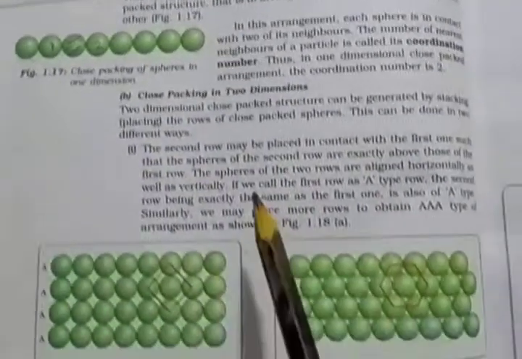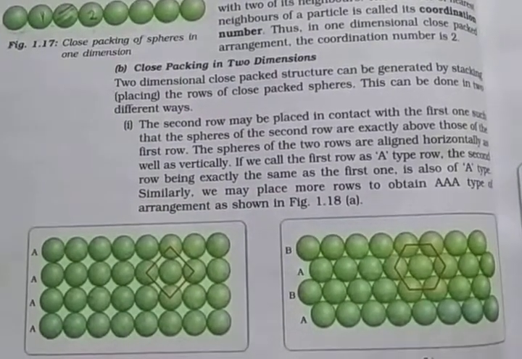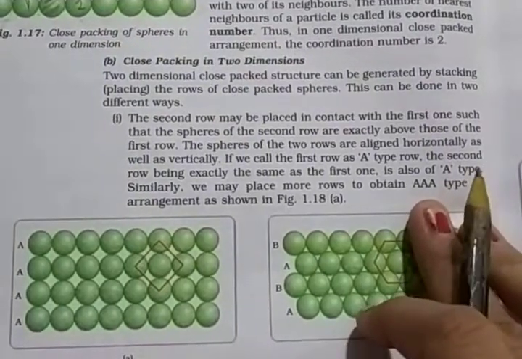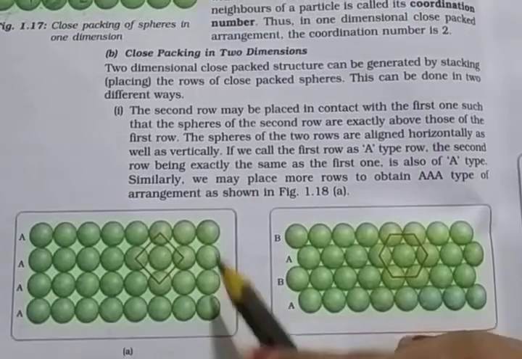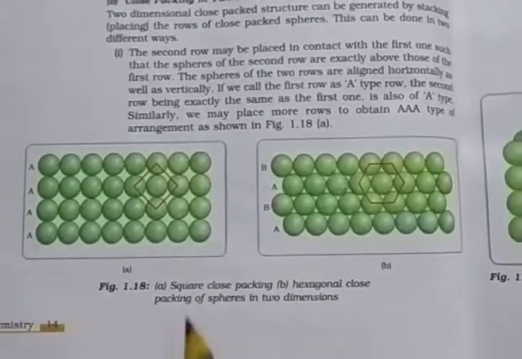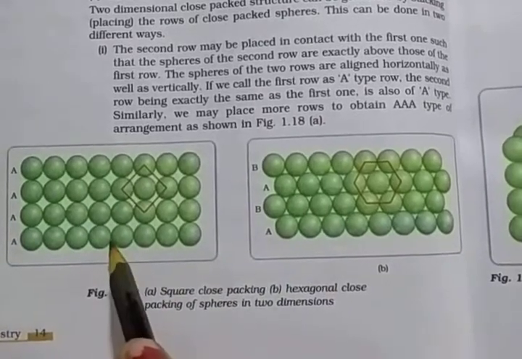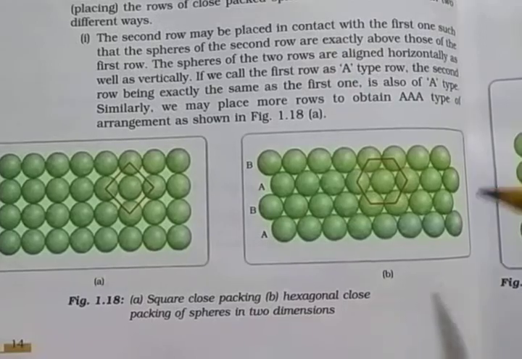Then the second one, close packing in two dimensions. Close packing in two dimensions is generated by stacking rows of close packed spheres. This can be done in two different ways. First is square close packing and second is hexagonal close packing.